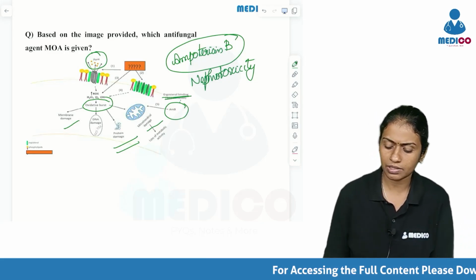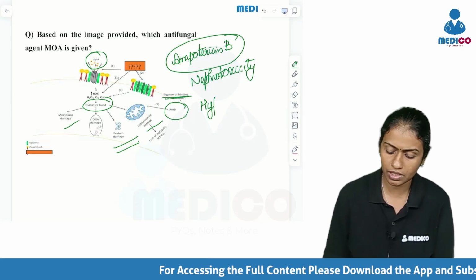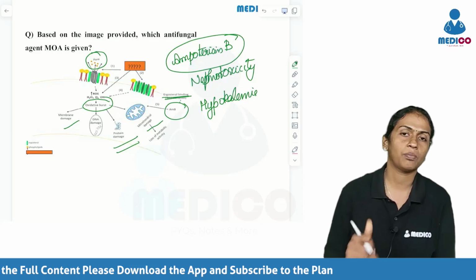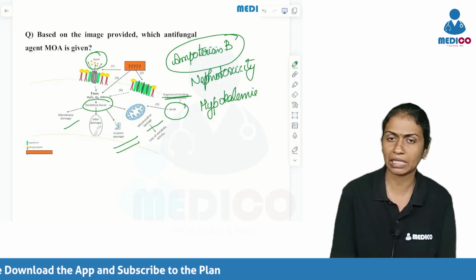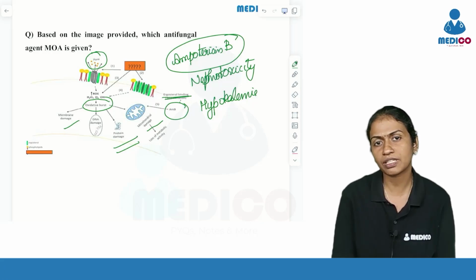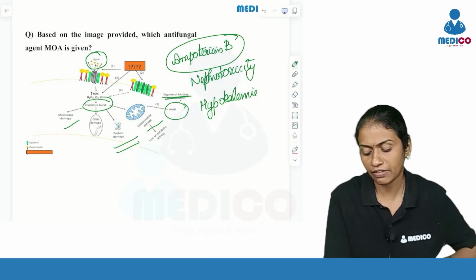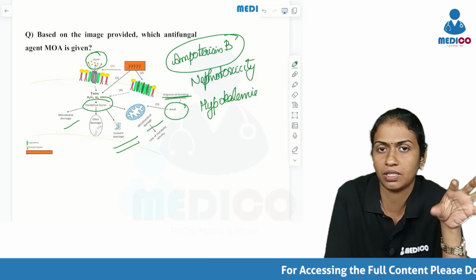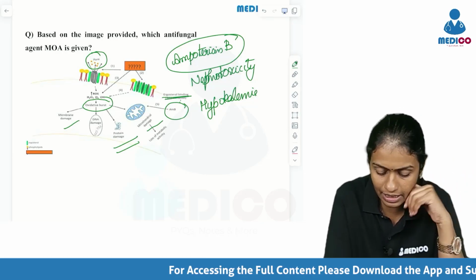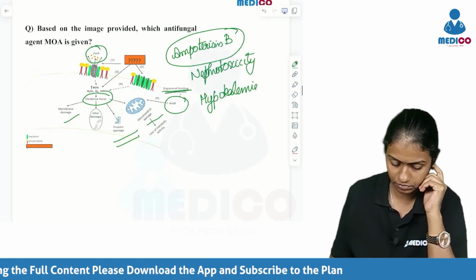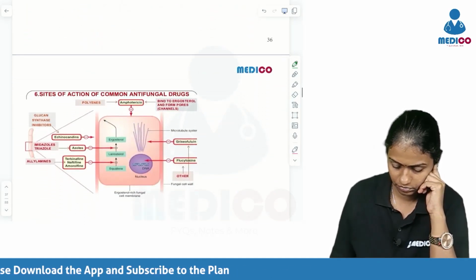Another common side effect seen with amphotericin is hypokalemia. So you always have to give potassium infusion also in a separate line whenever you're giving amphotericin. And to reduce this nephrotoxicity and other effects, now we have the newer liposomal amphotericin B that has fewer side effects, but the main problem is the cost.